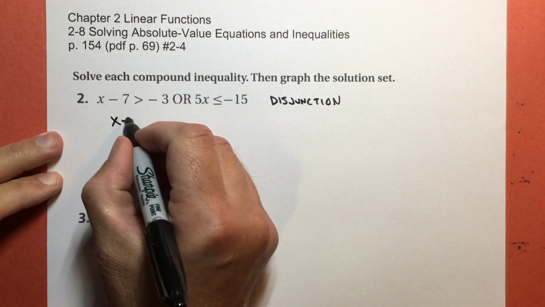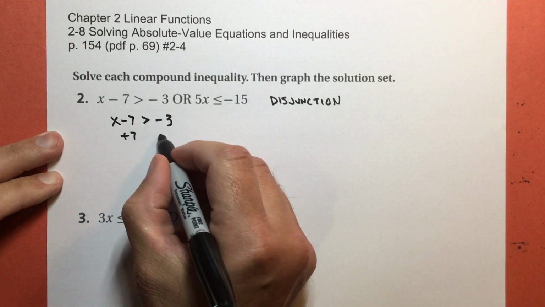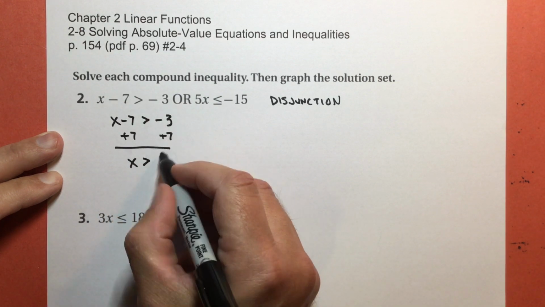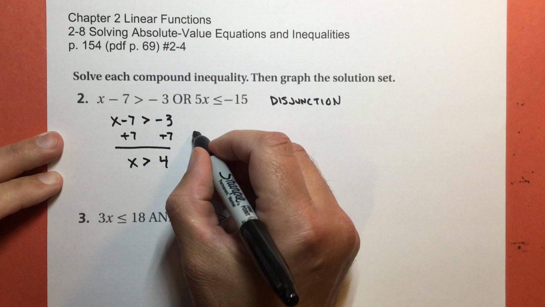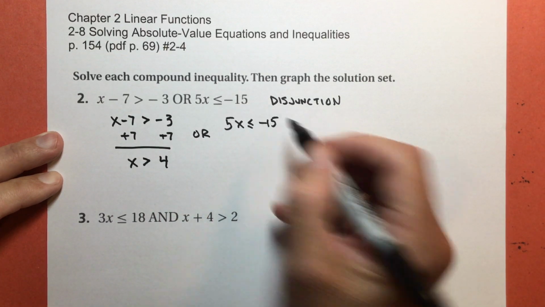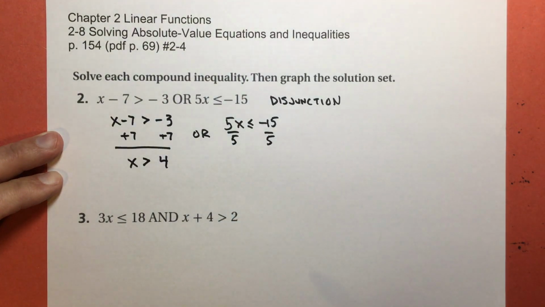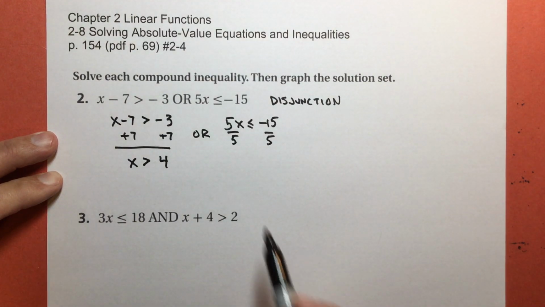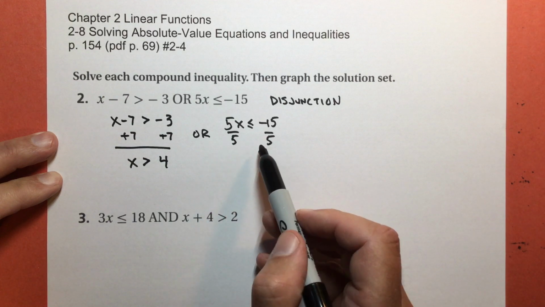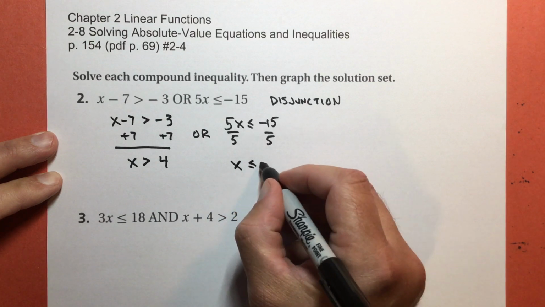So I do x minus 7 is greater than negative 3. Add 7 to both sides, and I get x is greater than 4. Or 5x is less than or equal to negative 15. Divide both sides by 5. Now, since I'm dividing by a positive number, that does not affect the sign. I know I have a negative 15 here, but it's what you're dividing by. I'm dividing both sides by 5, and that's positive 5. So I get x is less than or equal to negative 3.